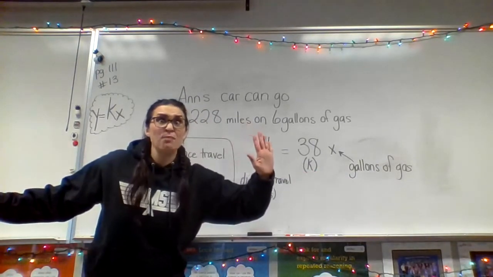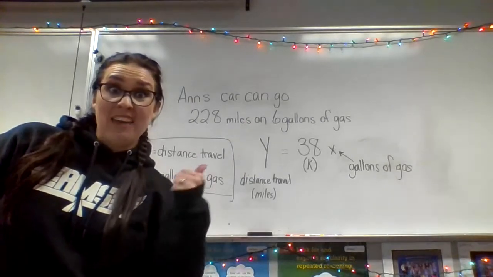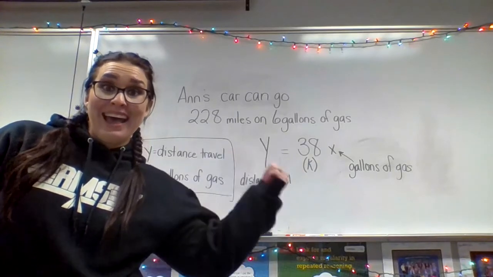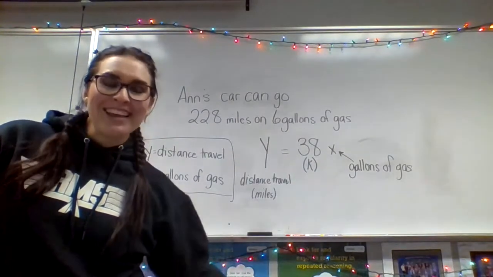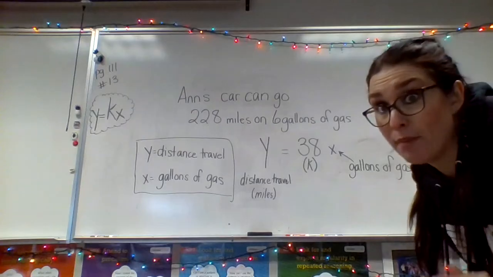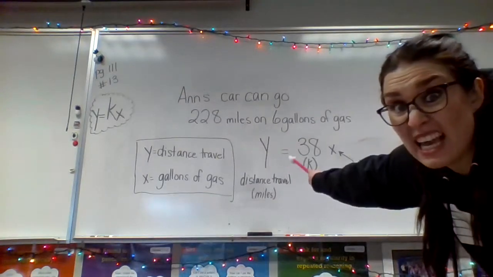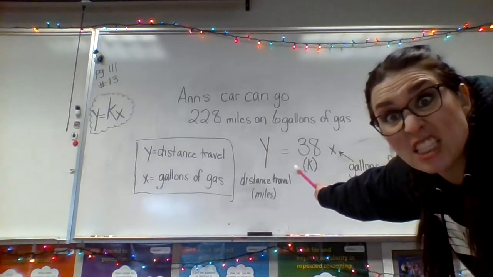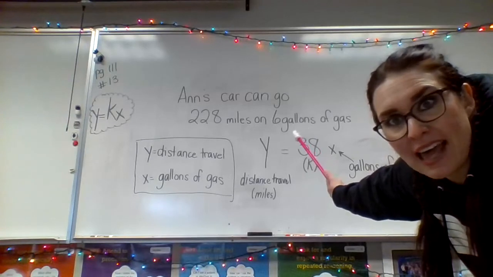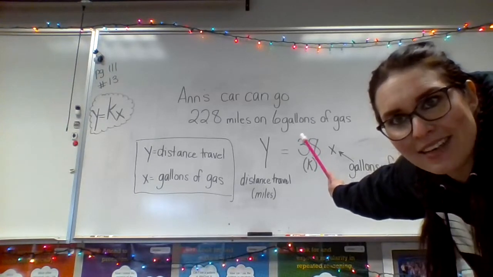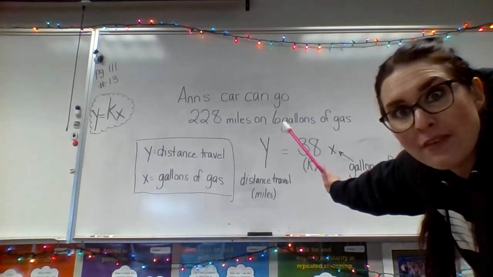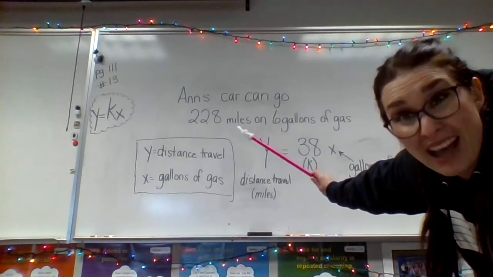But wait, there's more. So part A for number 13, that's that bad boy right there: y equals 38 times x. But there's part B. So now let's look at part B. We're still going to use that same formula, because that's our constant of proportionality. That's our pattern. But now, instead of just having 6 gallons of gas, I've got 7 gallons of gas. So the question is, how does that impact my y? If I have 7 gallons of gas, how many miles can I go?